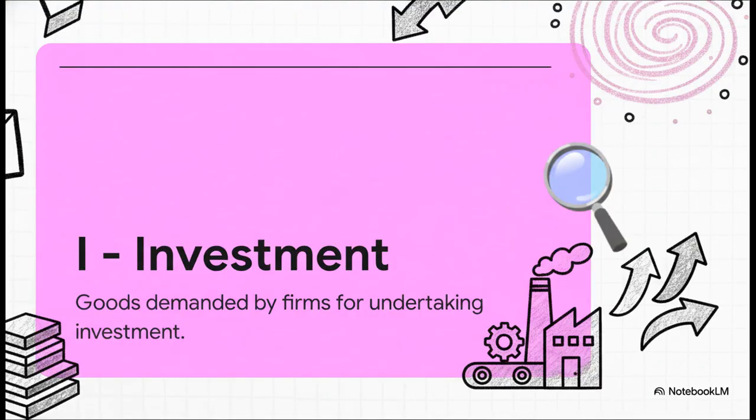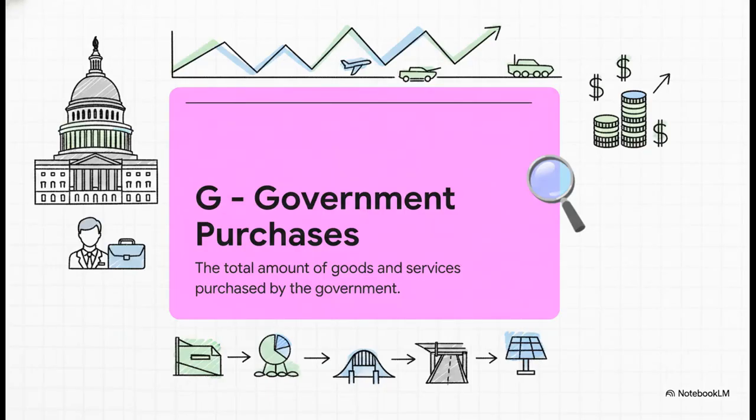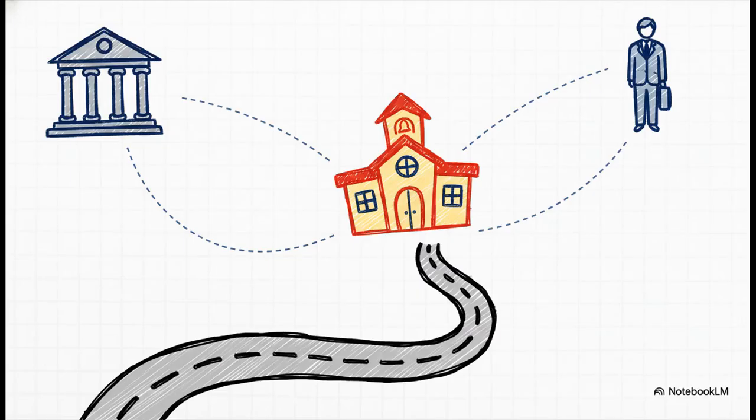Next up, I for investment. And no, we're not talking stocks. This is about what businesses spend. You know, things like new machinery or buildings that help them produce more stuff later on. Third is G, government purchases. And believe me, this one is a massive part of the economy. This is stuff like building new roads and schools or paying public employees' salaries.